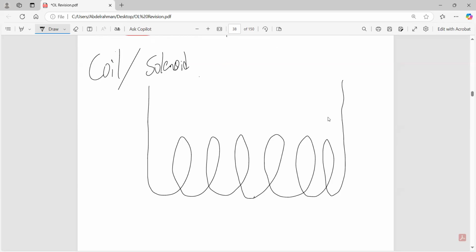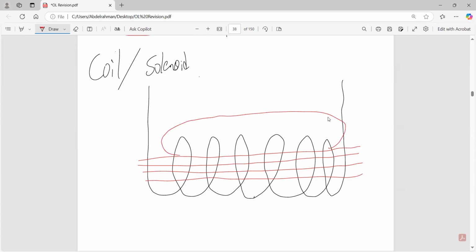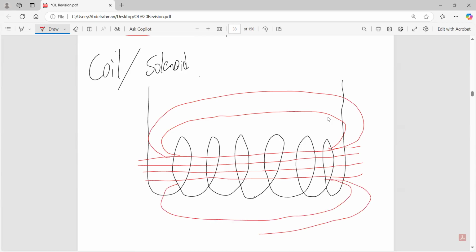The direction of the magnetic field inside the coil would be straight lines, whether it's from north to south or south to north. And outside the coil, it would be somewhat like a bar magnet. I guess this is pretty easy. Inside the coil, straight lines. Outside the coil, curving like a bar magnet.